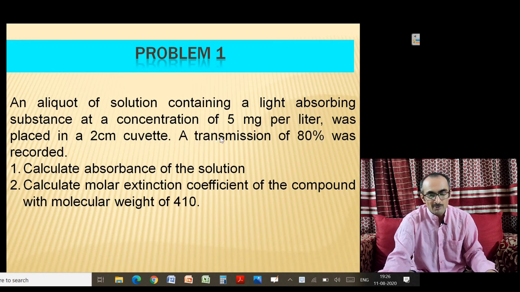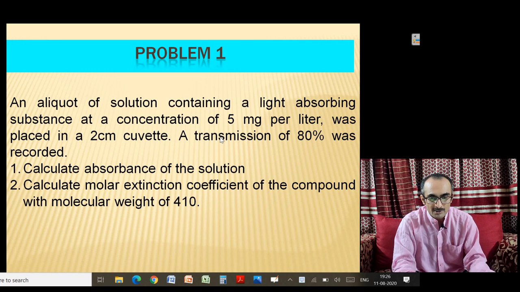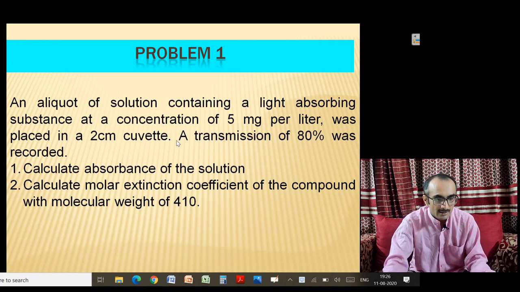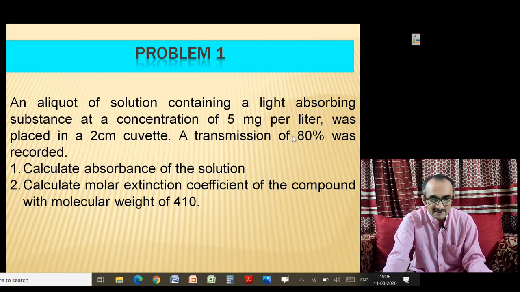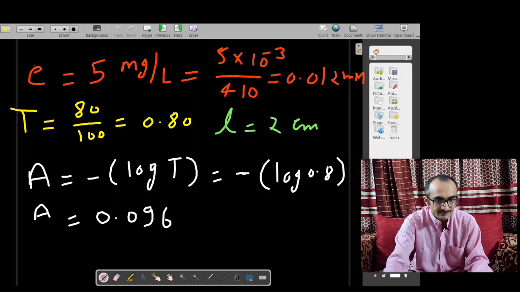So transmission was found to be 80%, which is equal to 0.8. Then calculate the absorbance of the solution. So we need to calculate how much the absorbance of that solution will be, and also calculate the molar extinction coefficient of the compound with the molecular weight of 410. So molecular weight is given, transmittance is given, concentration and path length are given. From these data, we need to calculate absorbance and extinction coefficient.